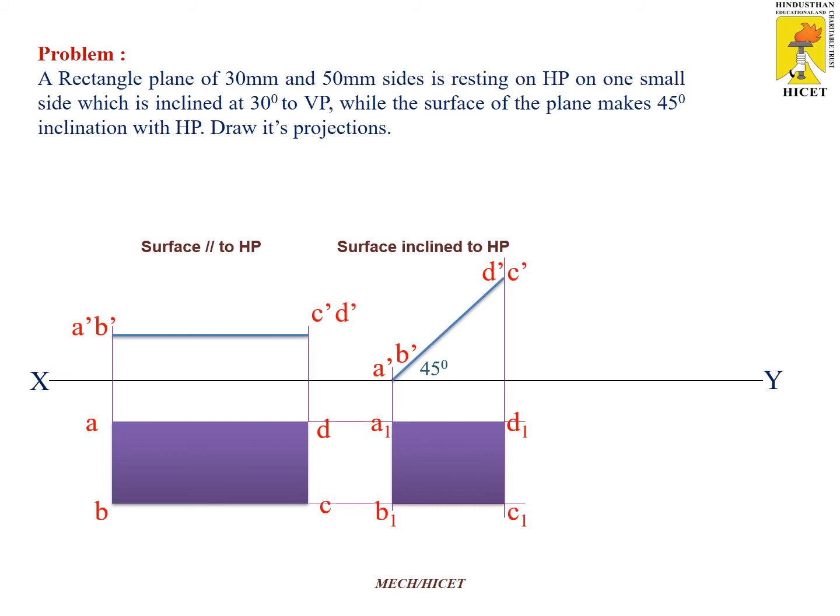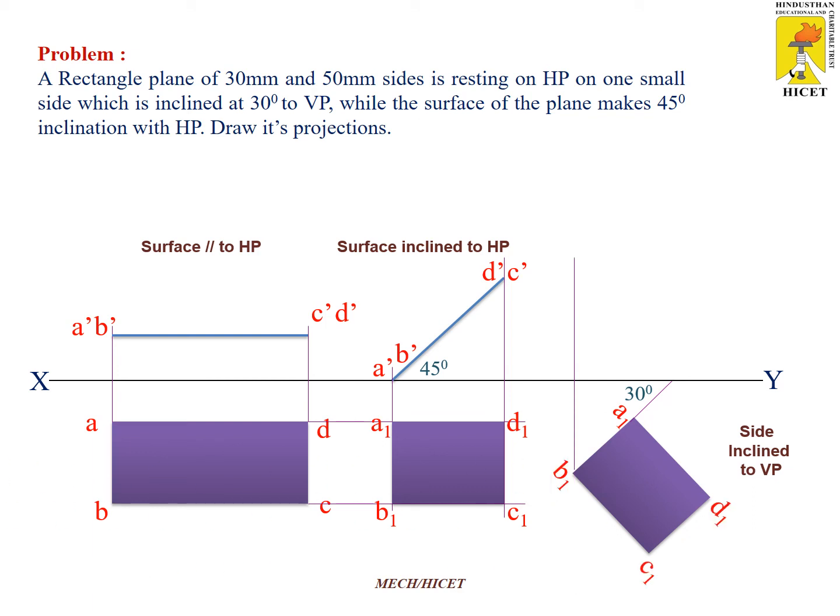So then you have to tilt it again at 30° to VP. First draw the 30° line and tilt this fourth position by 30°. Okay, this is the fifth position. After that, you just mark it as the side inclined to VP. After that you mark these points as A1, B1, C1, and D1.